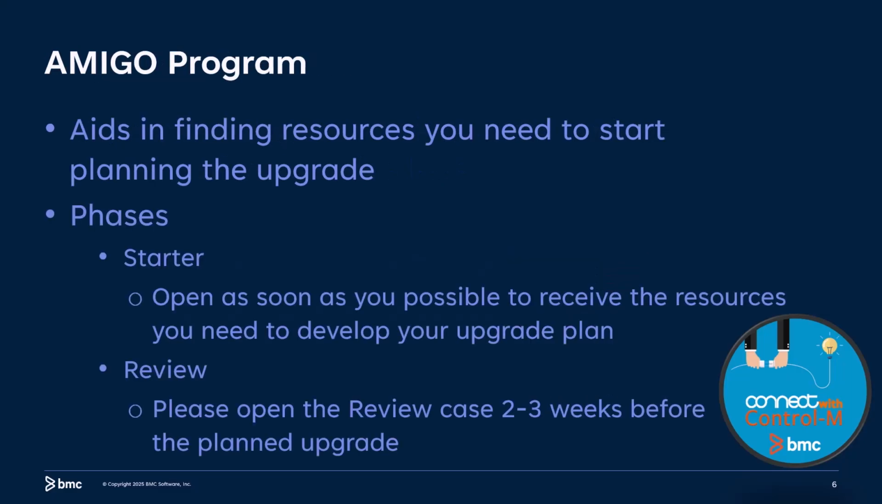Don't forget, the Amigo program is your planning best friend. You can open a starter case early to get documentation and guidance to help you prepare your plan. Then, as you get closer to the actual upgrade window, you'll open a review case, ideally 2 to 3 weeks ahead, so our team can complete our checklist conversation and provide additional support. This is at no additional cost and is a resource that we always recommend using.